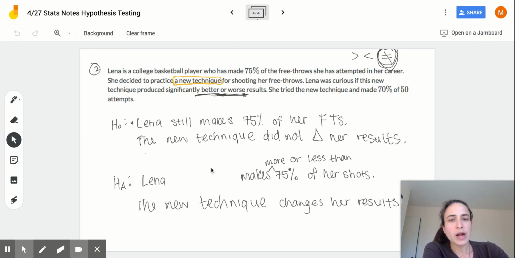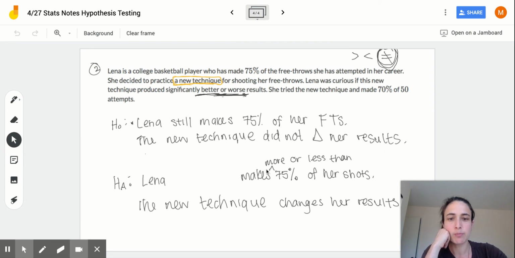So when you're writing HA, some people always want to say, oh, the new technique made her results go down, because obviously 70 is less than 75%, but you cannot say that. The reason you cannot say that is because you're hypothesizing this, you're making these statements before you found out this information. Like she made these hypotheses before she tried the new technique. So she didn't know that she was only going to make 70%. So that's where you have to really read the statement and see whether the statement's saying better, worse, or both. And in this case, it's saying both.